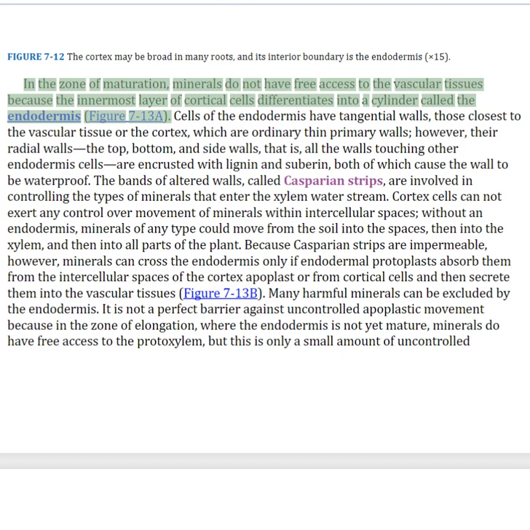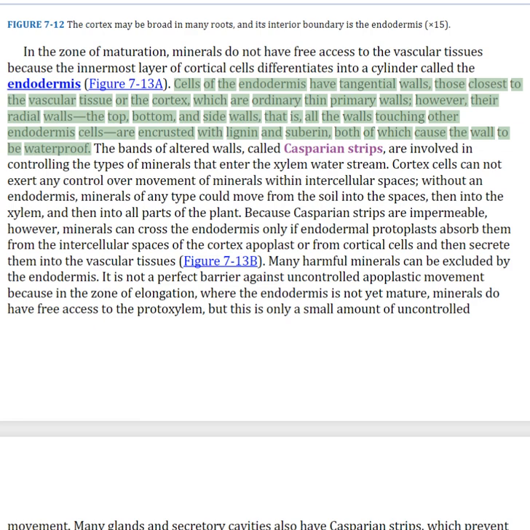In the zone of maturation, minerals do not have free access to the vascular tissues because the innermost layer of cortical cells differentiates into a cylinder called the endodermis. Cells of the endodermis have tangential walls, those closest to the vascular tissue or the cortex, which are ordinary thin primary walls. However, their radial walls, the top, bottom, and side walls, that is, all the walls touching other endodermis cells, are encrusted with lignin and suberin, both of which cause the wall to be waterproof.